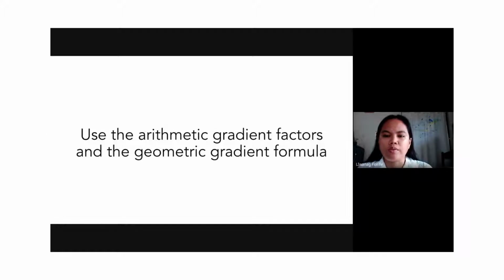Of our discussion for our chapter 2, and we are going to tackle the use of the arithmetic gradient factors and the geometric gradient formula in this discussion.